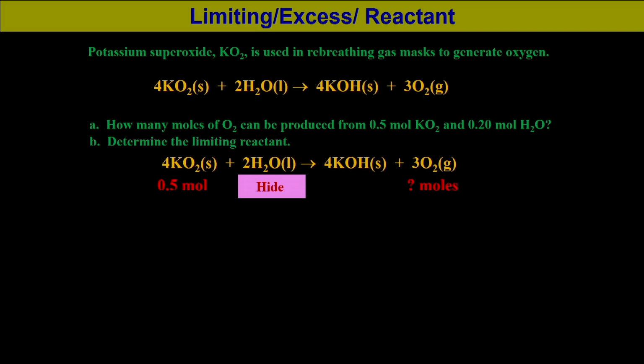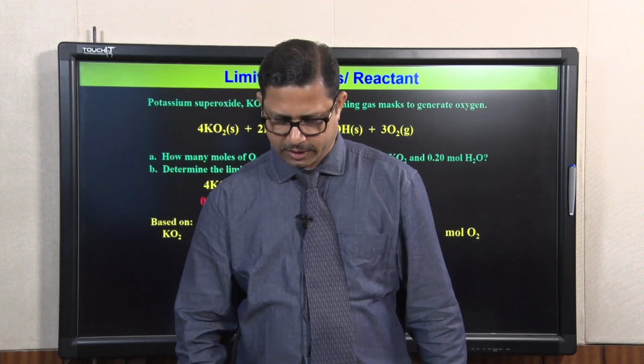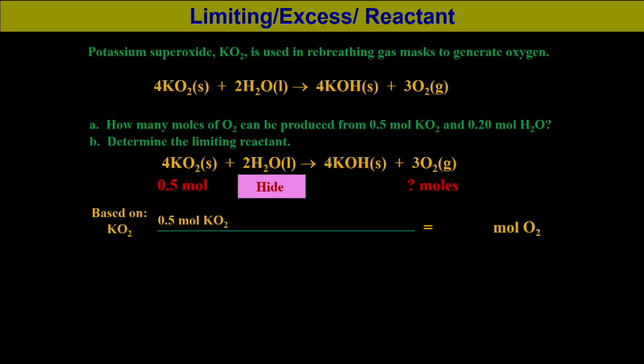So, let us hide water. If we consider KO2 as the basis of the reactants, then we need to obtain the mole of oxygen produced if KO2 is the basis of the reaction. Now, how much is given? 0.5 mole of KO2, and then as per the stoichiometry of the reactions, 4 mole of KO2 reacts with 2 mole of water to produce 3 mole of oxygen.